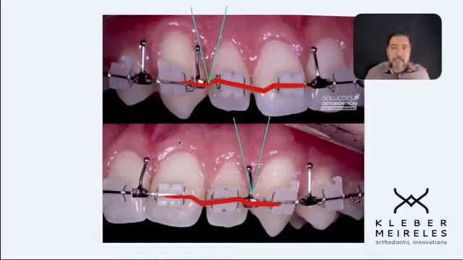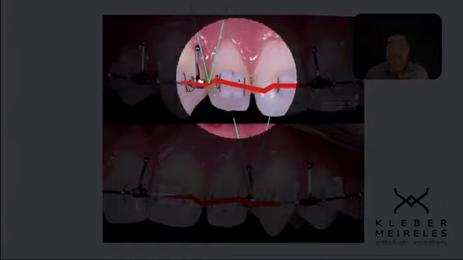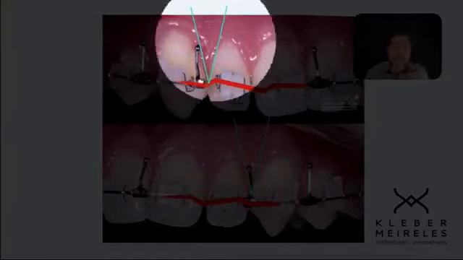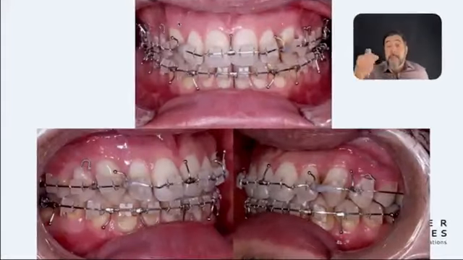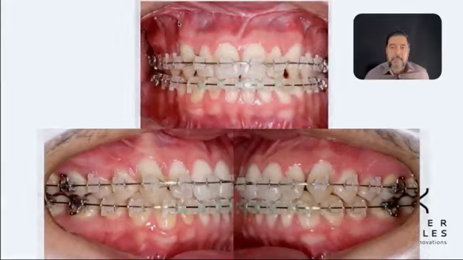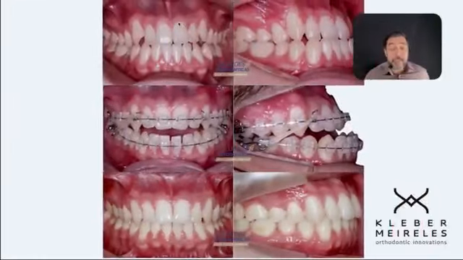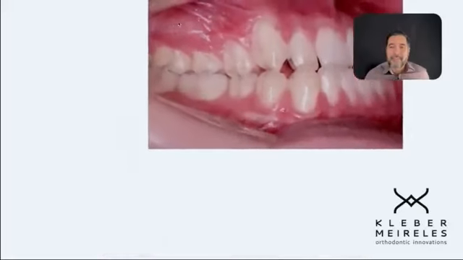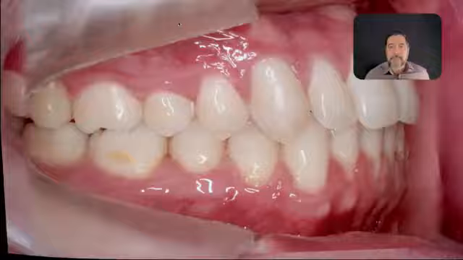Here we have just a detail of a Z-band, second order Z-band, to provide enough room for doing the sagittal osteotomy, okay? And here, after surgery, final steps of the compensation, decompensation, and here, before and after treatment. And that's it. For class 3, this is what I wanted to tell you.